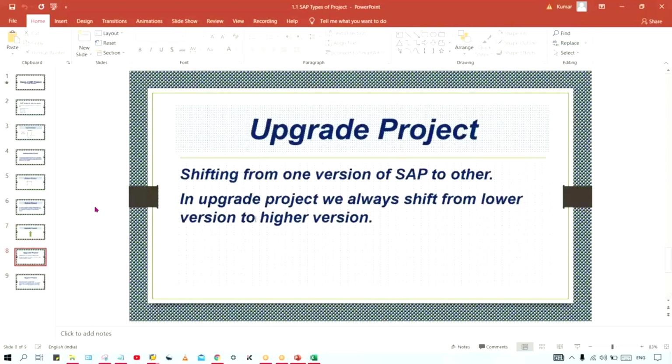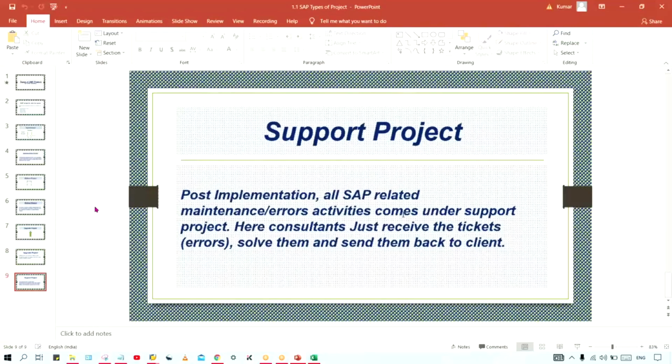Now the last one is called support project, right? Look here, guys. Post implementation, all SAP related maintenance or error activities come under support project. Here the consultant just receives the tickets, solves them and sends them back to the client. So, after implementation, let's suppose we have done this implementation for Tata Motor.